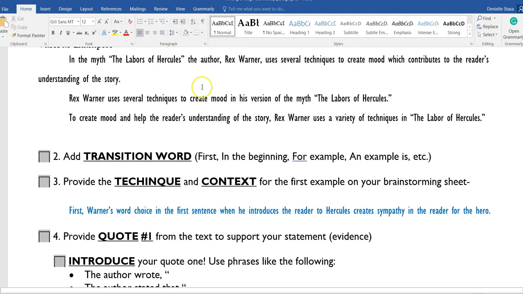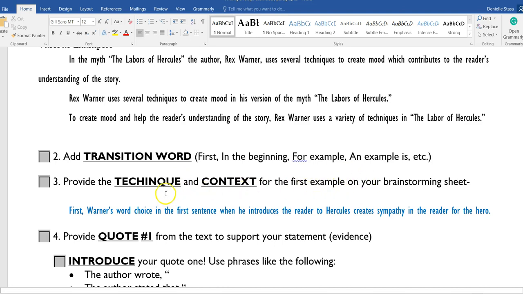Once you have your topic sentence, the first thing we always do is we're going to give our first example. So you're going to add a transition word. The first time, the first example, appropriate transition words: first, in the beginning, for example, an example is. So one of these would work for your first example in the paragraph. Then we want to provide the technique that Rex Warner used and the context in which he used it.